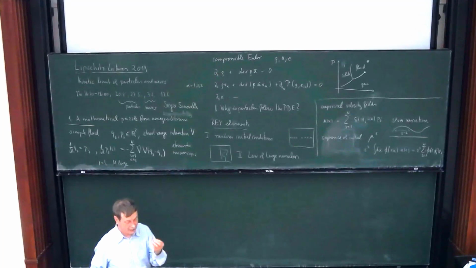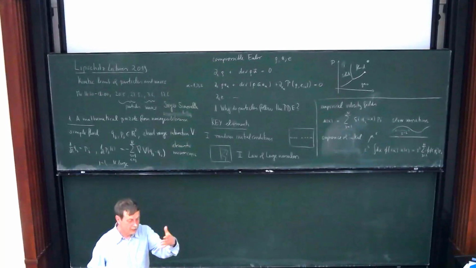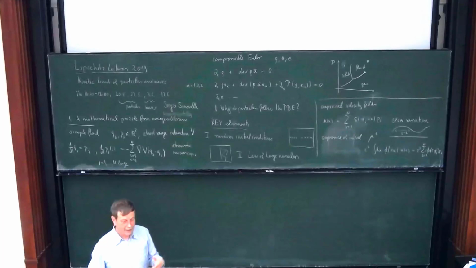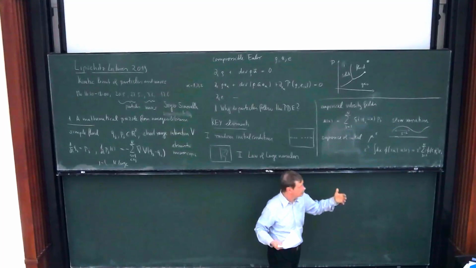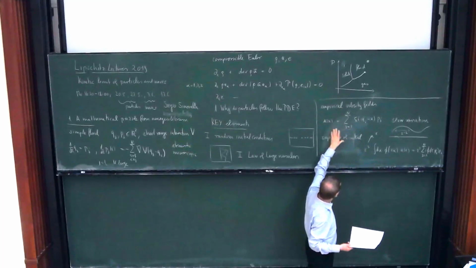If I start a fluid with some microscopic configuration and let it move, and then I take another initial condition which looks more or less the same on a macroscopic scale, I will see the same motion. This is a completely generic feature of any macroscopic, large scale description. So I define this microscopic velocity field, and I want to impose a law of large numbers which reflects this empirical property.